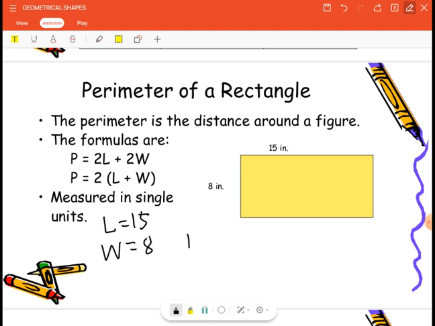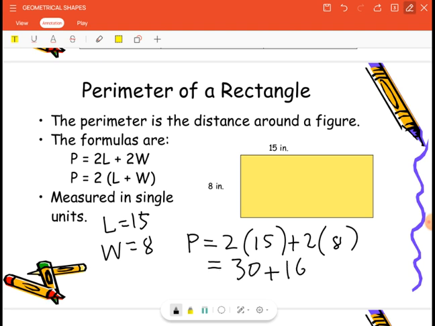Okay? Then, i-plot na natin siya sa ating equation. P is equals to 2 times L or 15 plus 2 times 8. Okay? And that would be equals to, ito ay 30 plus 16. And yung perimeter is equals to 46. Okay? Wala naman siyang, meron siyang unit or inches, no?